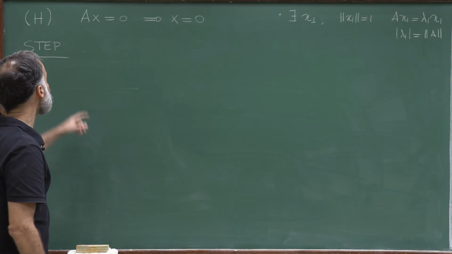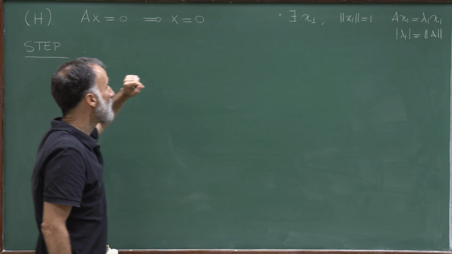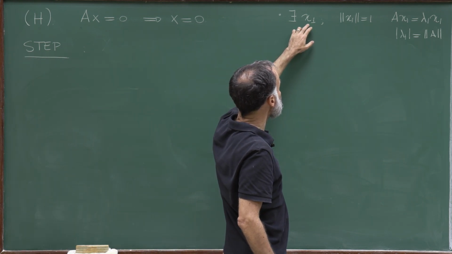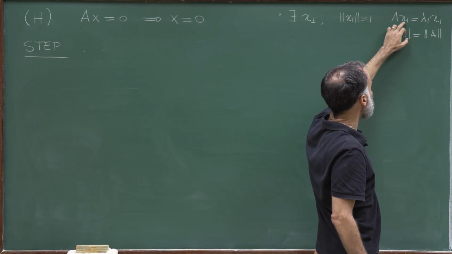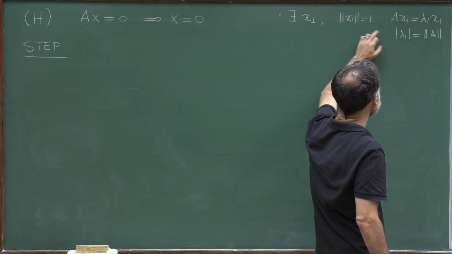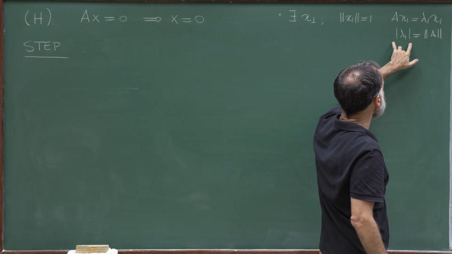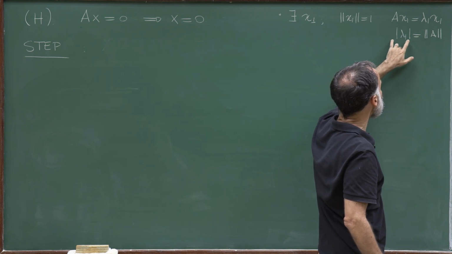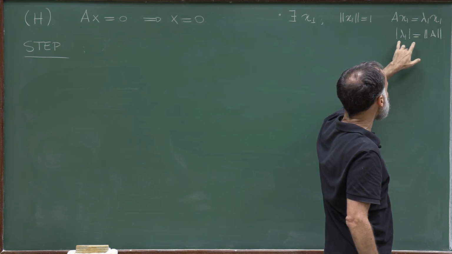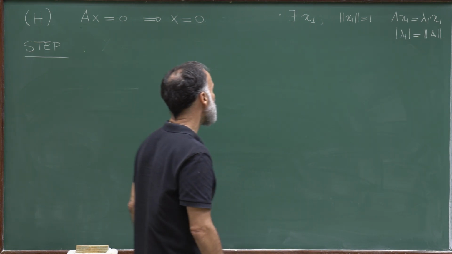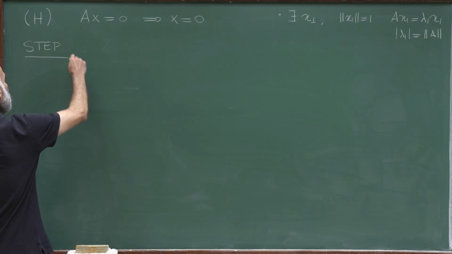So I'm assuming this hypothesis, and I just proved that there exists an x1, which is an eigenfunction, has norm equal to 1, and the eigenvalue associated, which now I'm calling lambda 1, is such that its absolute value is equal to the norm of A. So now let's go to step 2.